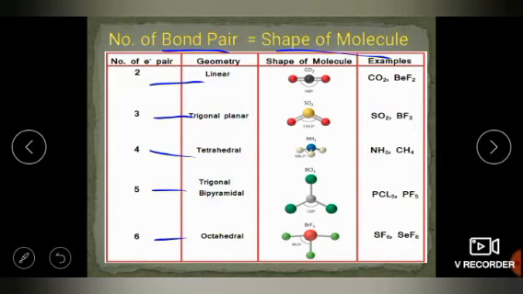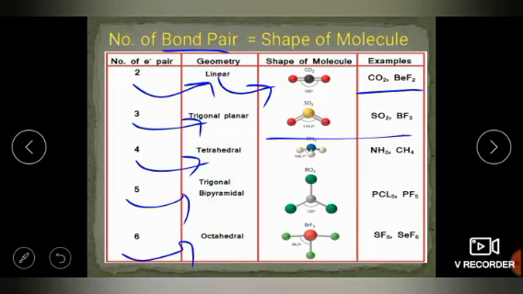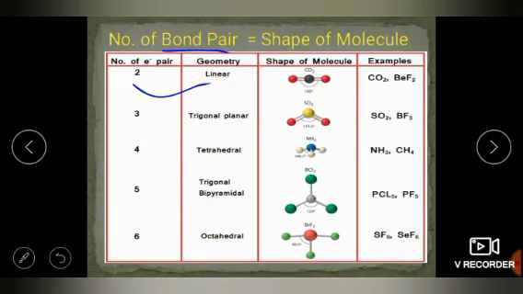5 means trigonal bipyramidal, 6 means octahedral. This is my appeal: before going to understand the shape, you should understand the number. 2 means linear, 3 means trigonal, 4 means tetrahedral, 5 means trigonal bipyramidal, 6 means octahedral. Linear is this shape, you know very well. These are the examples. Trigonal is this shape.